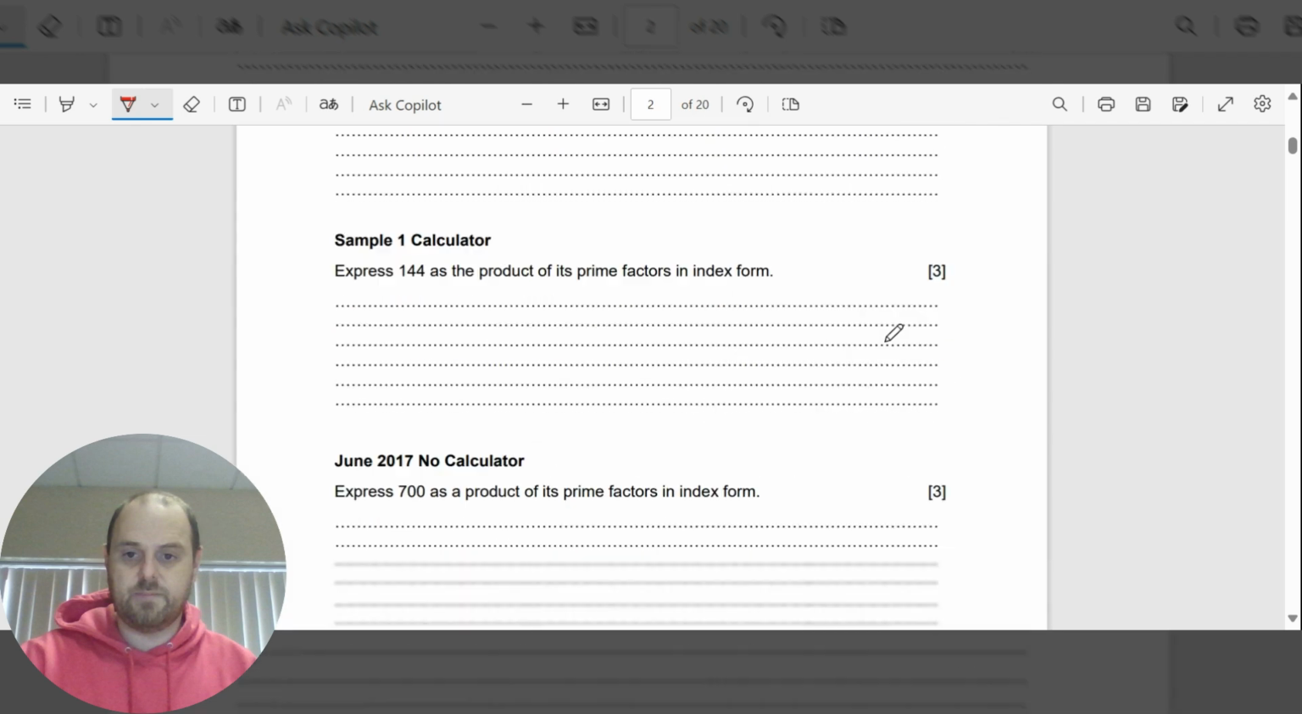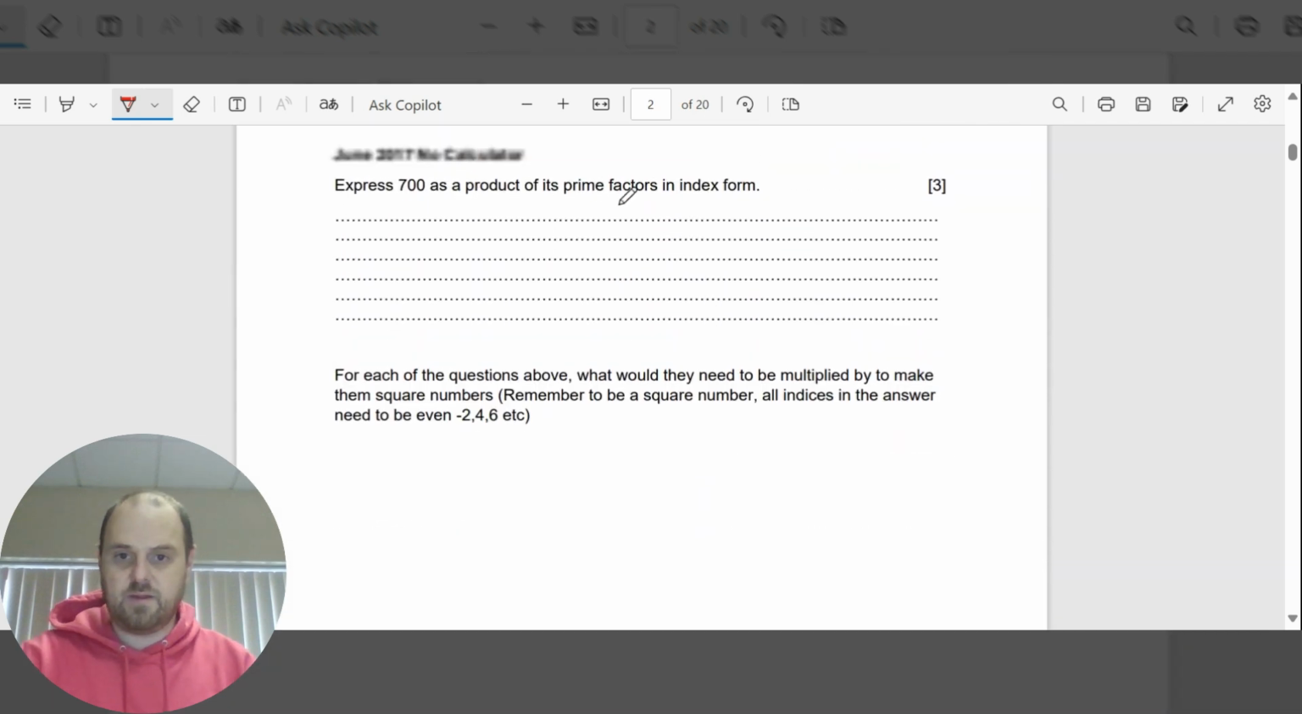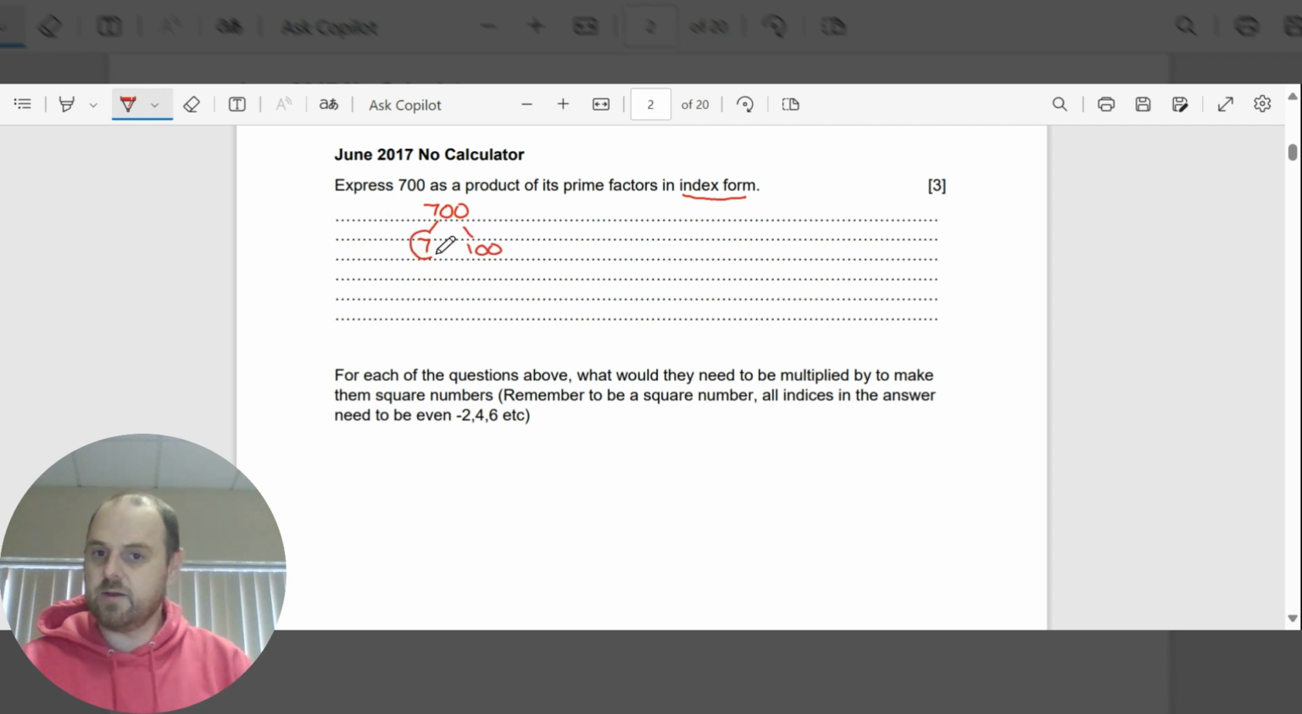Okay. Which one will I do? I'll do the bottom one. Okay. Now, just want to show you there's different ways to do this. We've got to get the answer in index form. Okay. Option 1. I quite like 7 times 100 here because 7 is a prime number.